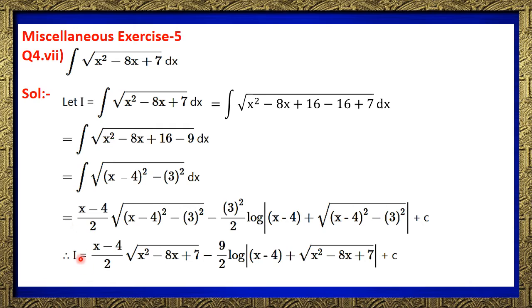So I is equal to, that is, the value of the given integral is x minus 4 upon 2 root of x square minus 8x plus 7, minus 9 upon 2 log modulus of x minus 4 plus root of x square minus 8x plus 7, plus c.